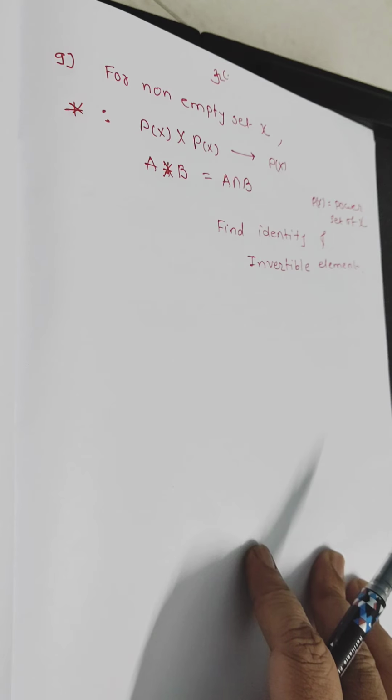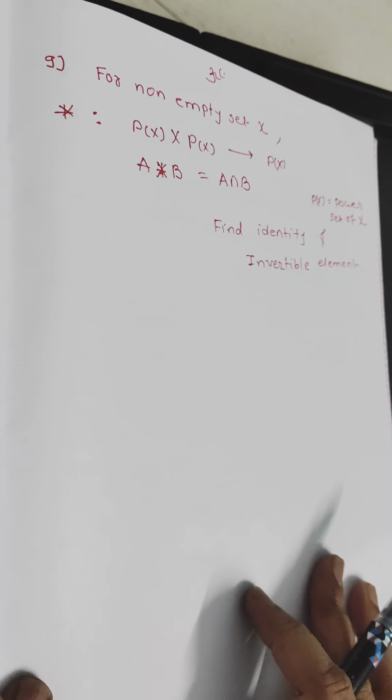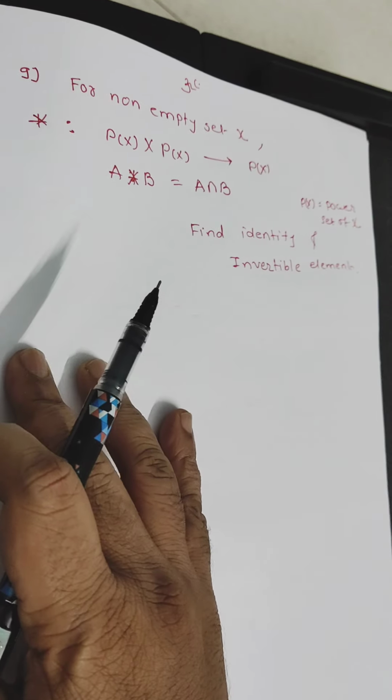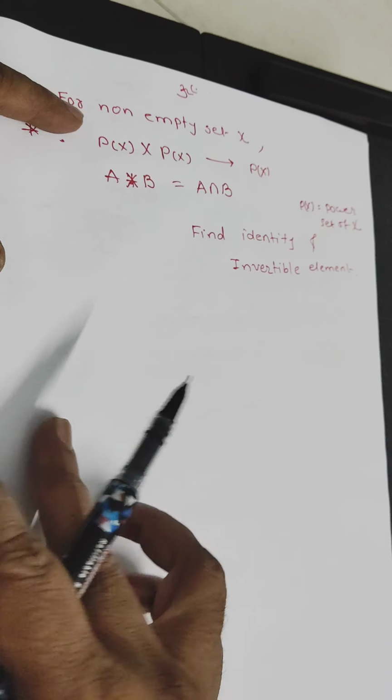For a non-empty set, consider that the binary operation is given by P(X) cross P(X) to P(X), where P(X) is the power set, and the binary operation is given by A * B equal to A intersection B. Then we have to find the identity element and invertible element for A * B equal to A intersection B.